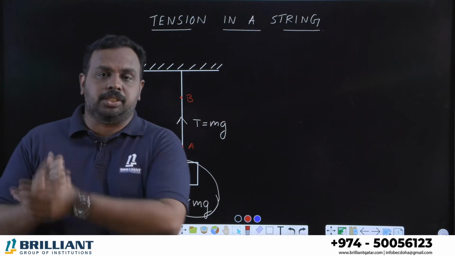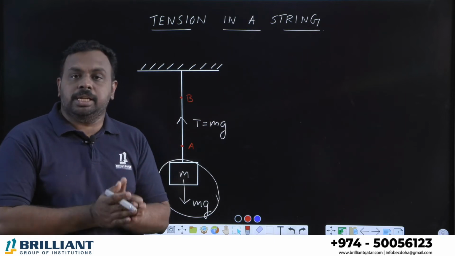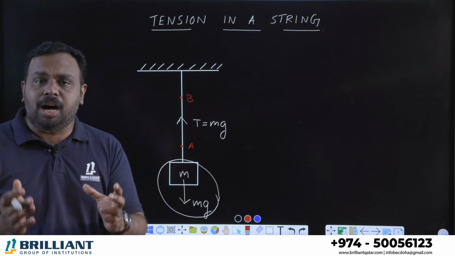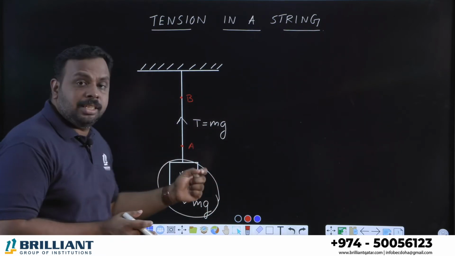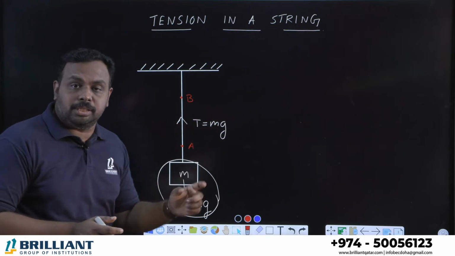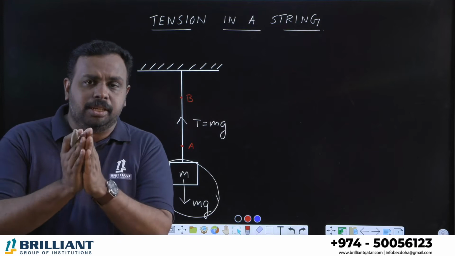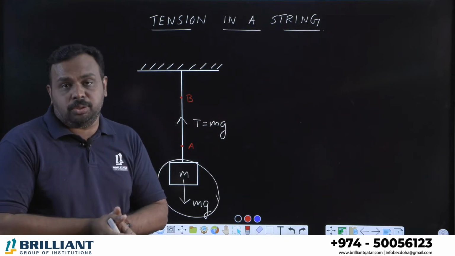In this session, we are going to discuss how to find the tension at different points if the mass of the string is taken into account. I already told you, if a string has mass, the tension will be different at different points. Tension at A will not be equal to the tension at B. If you are considering the mass of the string, then how to determine the tension at different points, that's what we are going to discuss now.